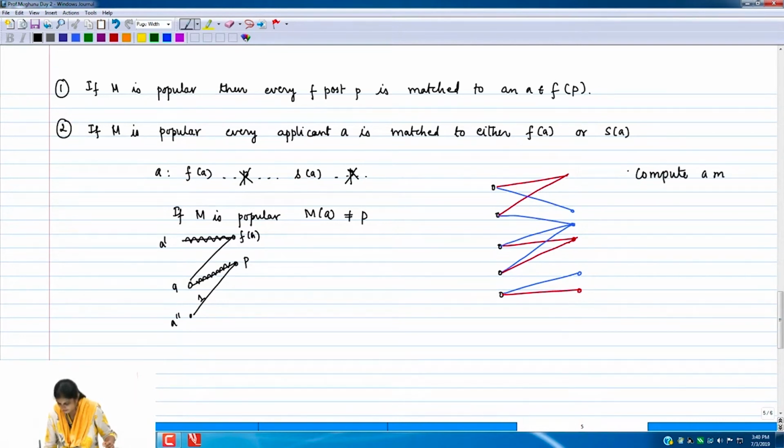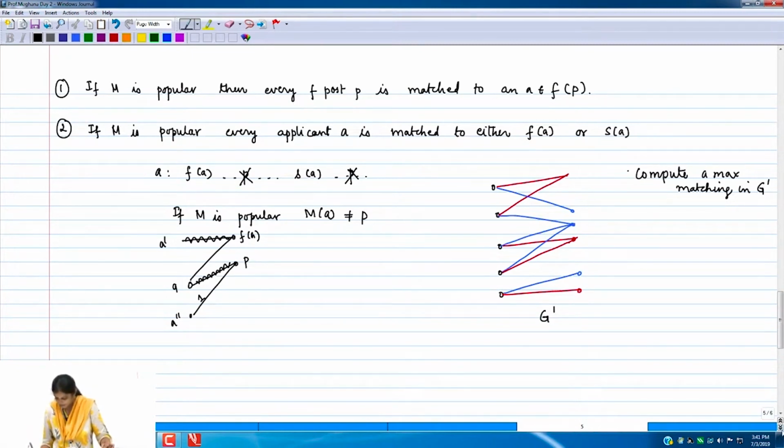a maximum matching of this graph. So this graph we will call the reduced graph G prime. So G is the original graph, G prime is a reduced graph which has only 2n edges, and we will just compute a maximum matching in G prime. I mean, we just subject it to a maximum matching algorithm. There are several matching algorithms which can compute a maximum matching, but they do not have any regard to what is an F post and what is an S post, because those algorithms just operate on the graph. Therefore, they will just compute a maximum matching.